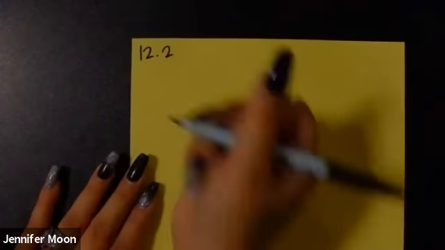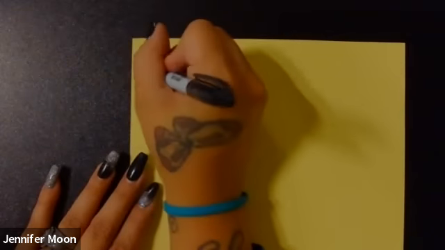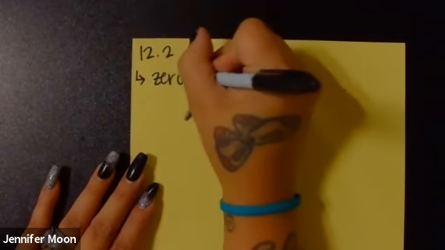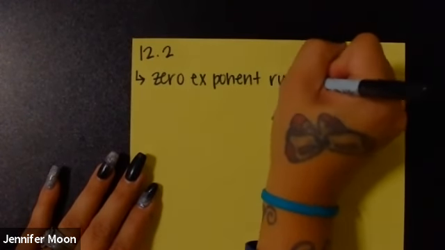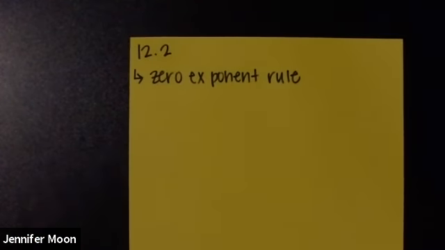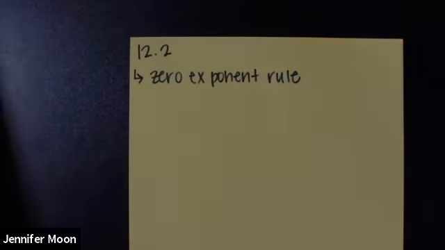The first one we're going to do is a 0 exponent rule. I don't like any of my markers, they all suck. Try blue.